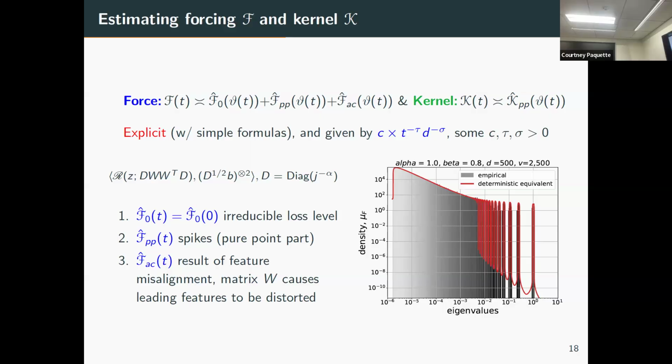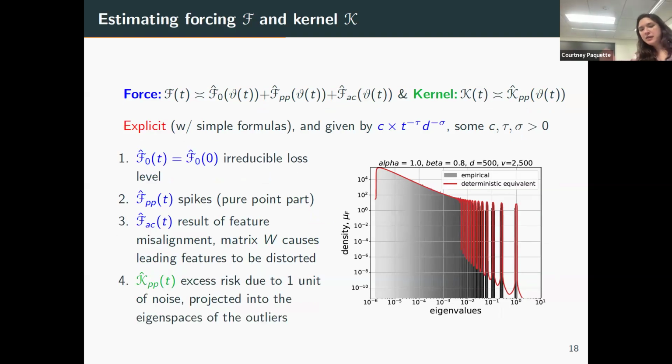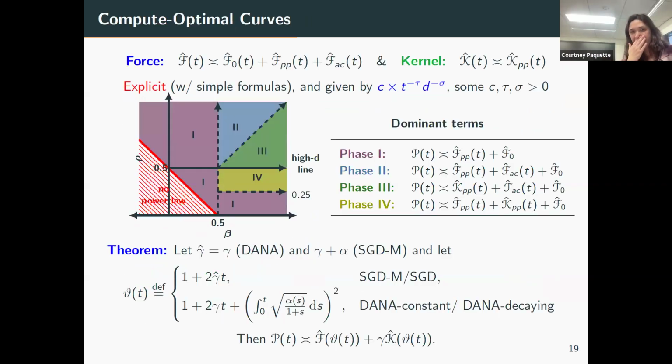So you see the point masses. The point masses will give you FPP. They sort of smooth out. That gives you the misalignment, which is the result of your W causing some noise to start to appear. And then there's a point mass which has to do with your irreducible loss. You can do the same thing with K, but it turns out the only thing which actually matters are the spikes here. And kappa here, or this K, is really related to the actual SGD algorithm.